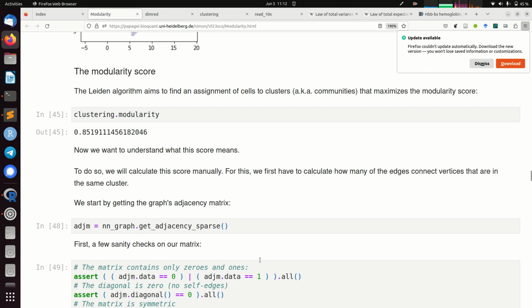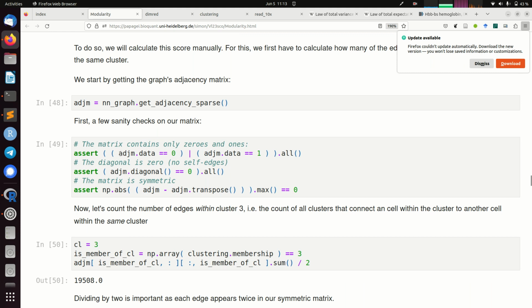To make it easy for me, I look at the graph as an adjacency matrix. That's one big square matrix, where my cells are both the rows and the columns, and the matrix either contains a 0 or a 1. So if cell i is connected to cell j, then the matrix at row i, column j contains a 1, otherwise a 0. And because our graph is undirected, we always have two 1s for each edge, one at ij and one at ji. So I tell R here, I want this adjacency matrix, and now I have this matrix.